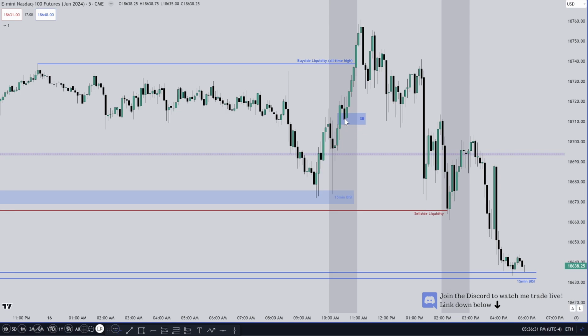Notice the bodies respecting the midpoint of this fair value gap. That's consequent encroachment. Two down close candles here. Bullish order block. Entry. Target the buy side. Bread and butter setup. Easy. All right, boom, run up into that buy side, break lower all throughout lunch. We'll look at that at the 1-minute time frame.